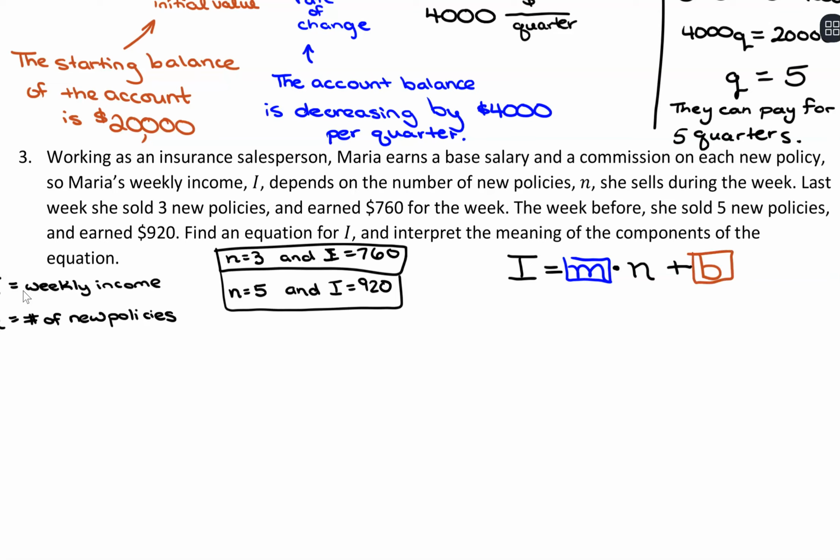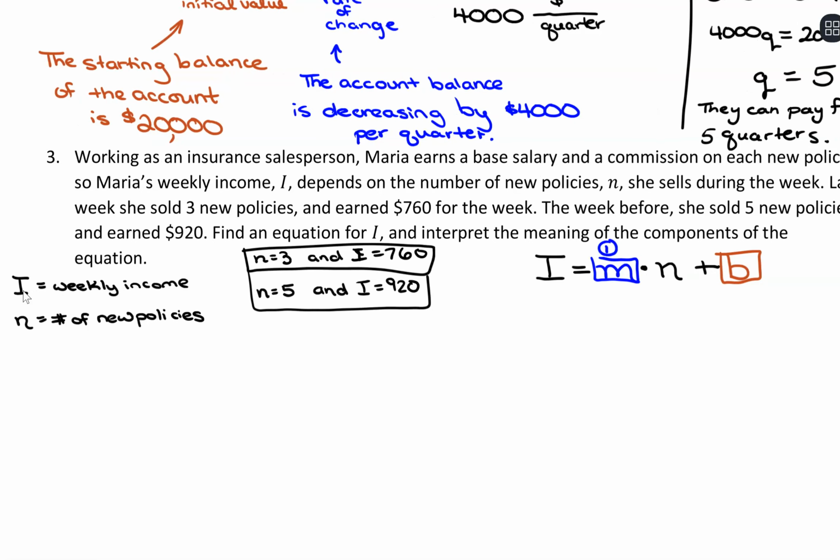We're going to start with finding M, mostly because they didn't tell us the initial value. Like, they didn't tell us what happens when N is equal to 0. So they didn't tell us what Maria earns if she doesn't sell any new policies. Like, they don't say anything about her base income or anything like that.